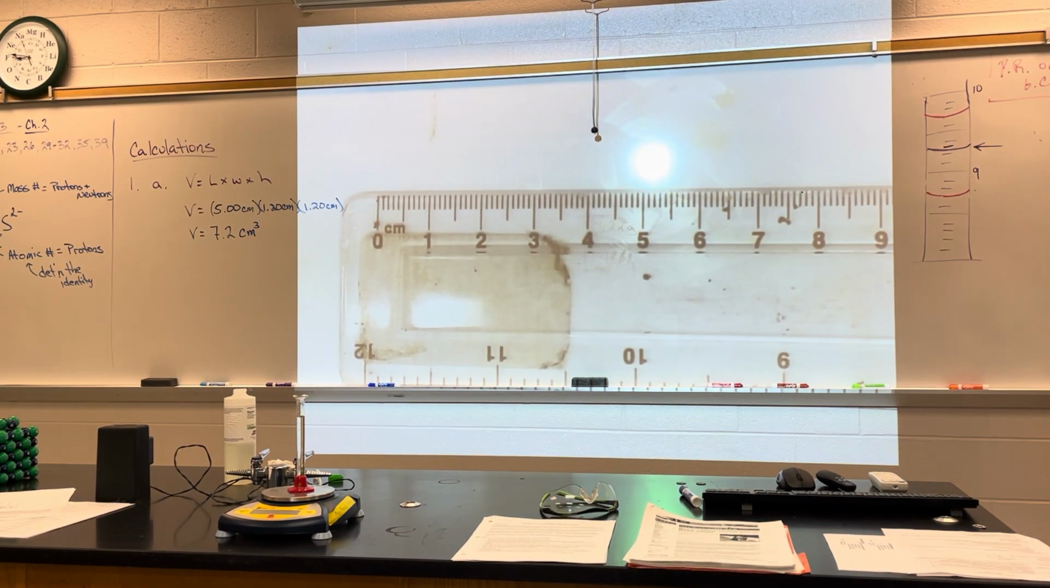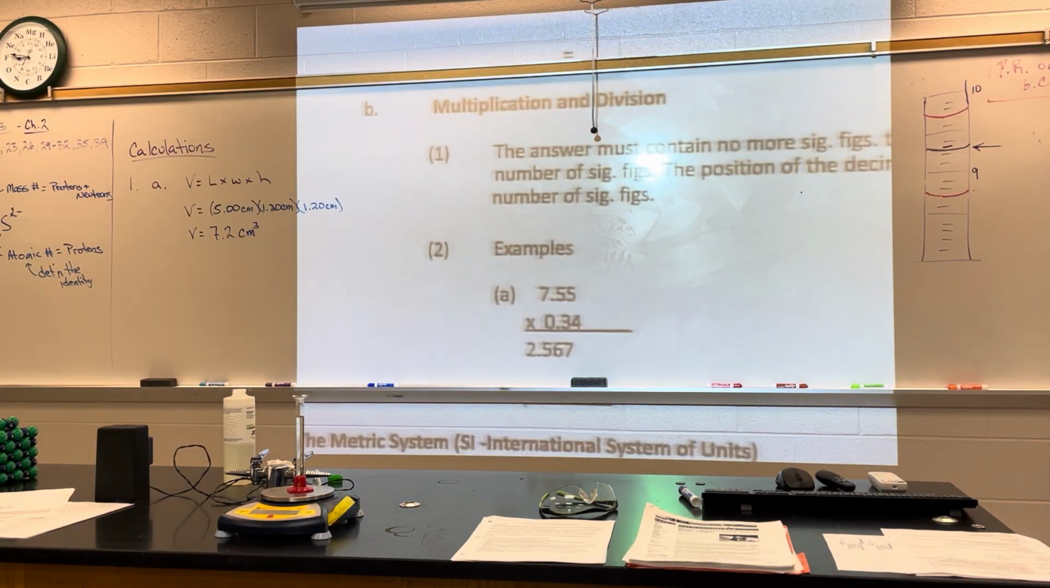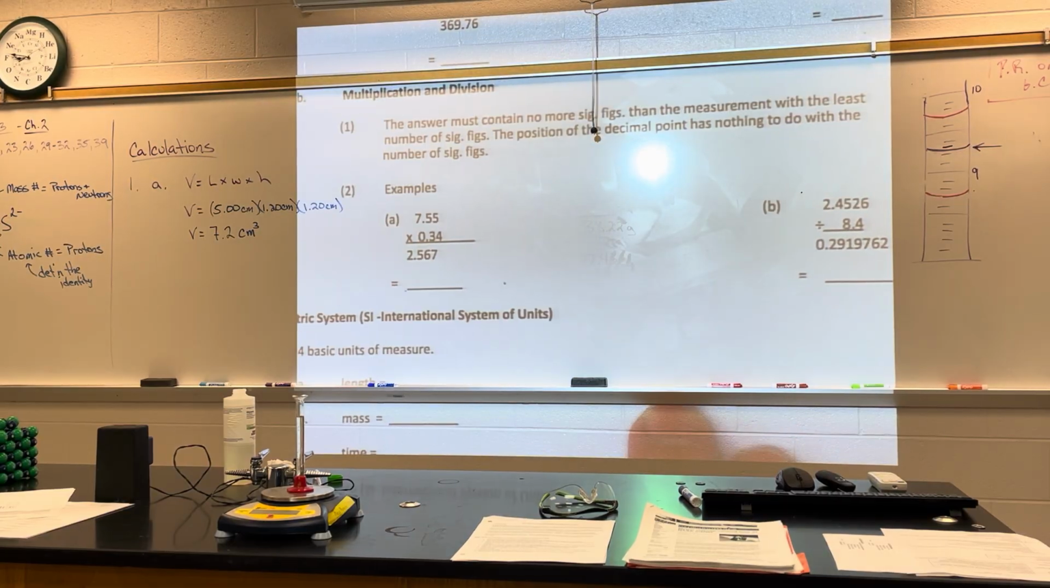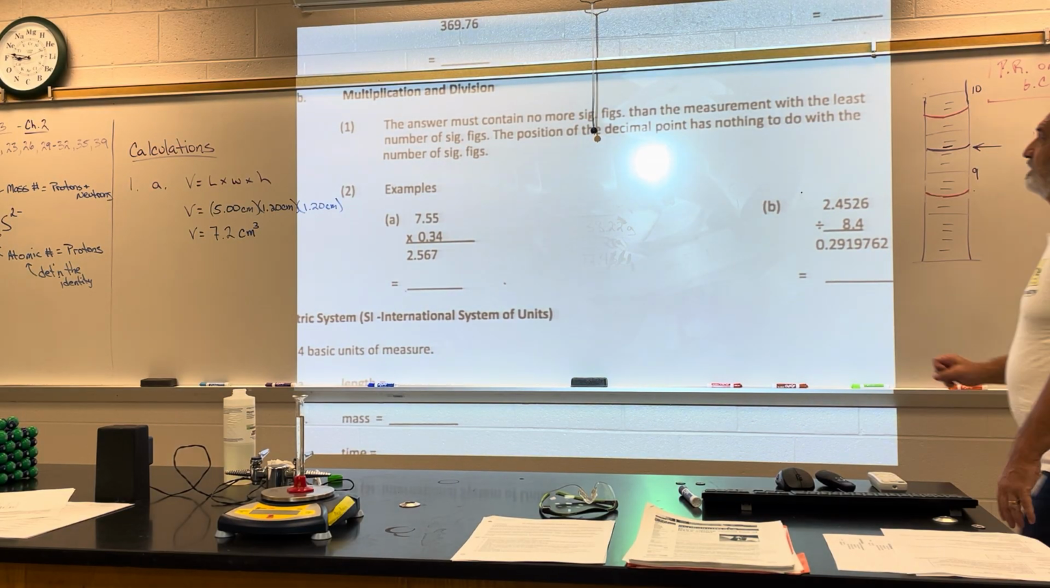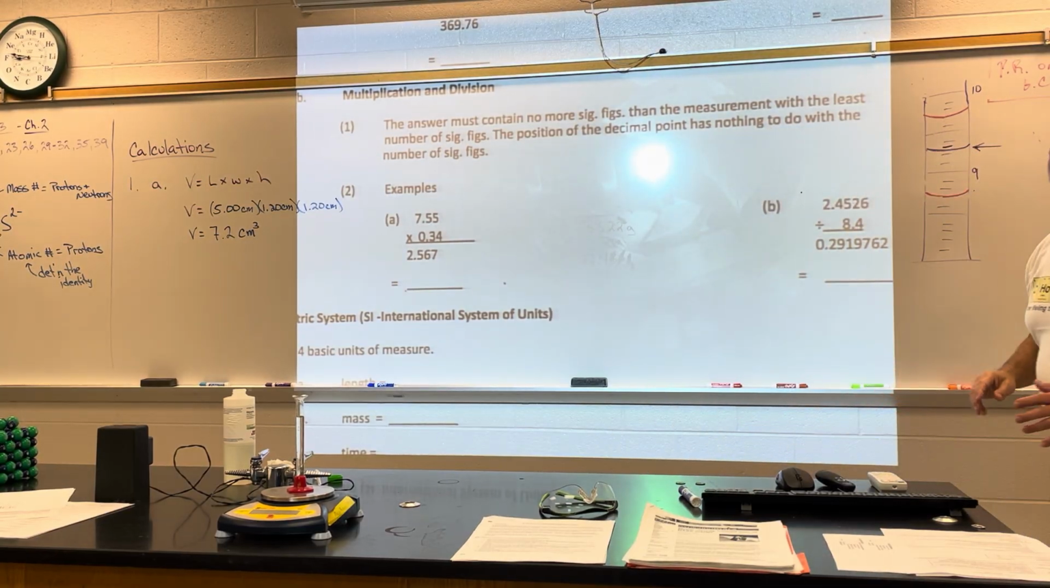Calculator says 7.2, but what are we allowed to say? If we look at our notes, the rules for multiplication and division, this is multiplication. The answer must contain no more sig figs than the measurement with the least number of sig figs. A chain is only as strong as its weakest link.